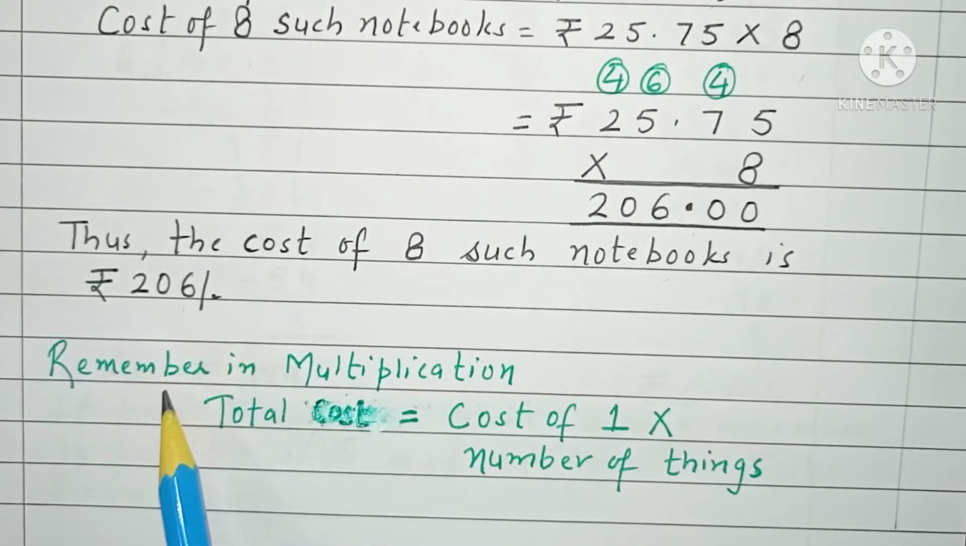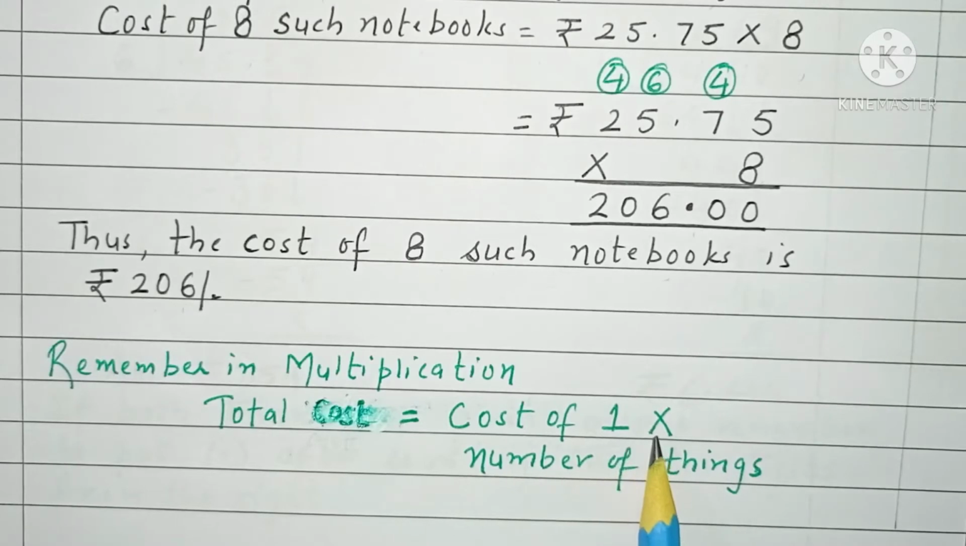Children, remember, in multiplication, when we need to calculate the total cost, it is equal to the cost of 1 multiplied by the number of things.